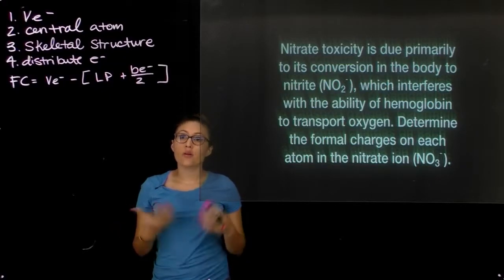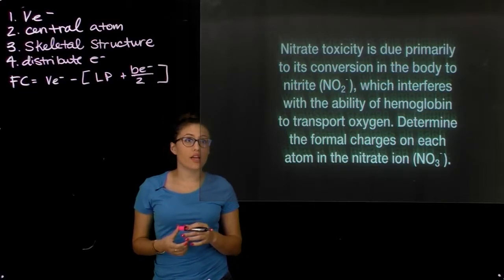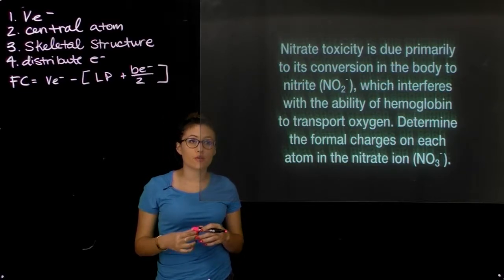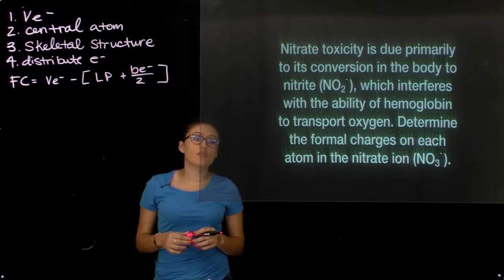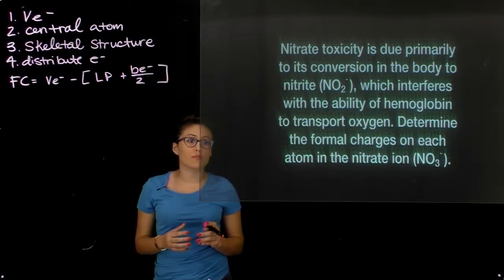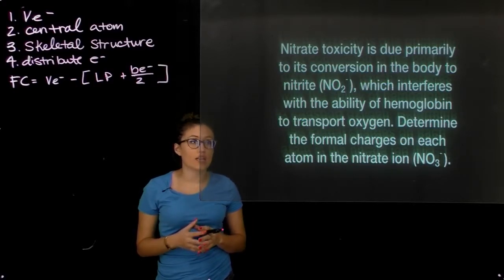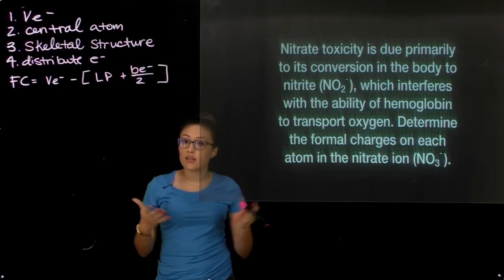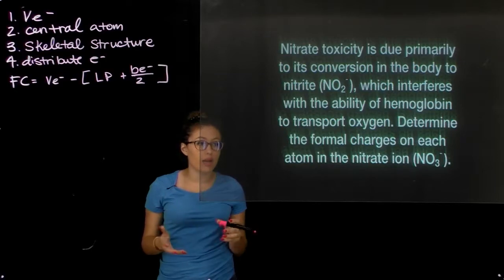Hello everyone. So we're going to be doing the following problem. It states nitrate toxicity is due primarily to its conversion in the body to nitrite, NO2-, which interferes with the ability of hemoglobin to transport oxygen. Determine the formal charges on each atom in the nitrate ion. Okay, and they give us the chemical formula of NO3-.